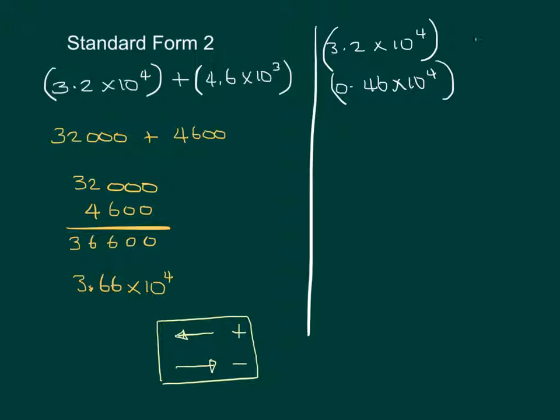Now that it has the same power, all I need to do is add them up, which I will now do. All I'm going to add up is the 3.2 and the 0.46. So I'll just quickly add that up. I'm going to have 3.2 and then 0.46 added there, and then I'll just quickly go 6 plus 0 is 6, 4 plus 2 is 6, the decimal point is there, and that's 3.